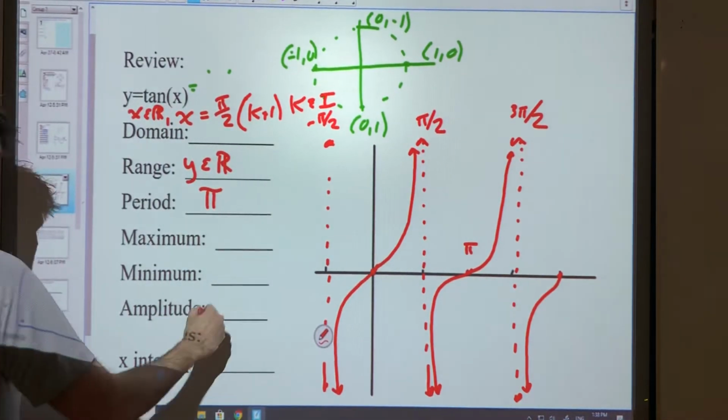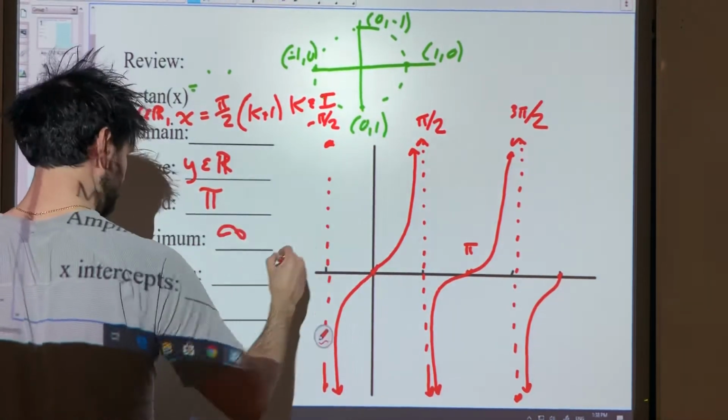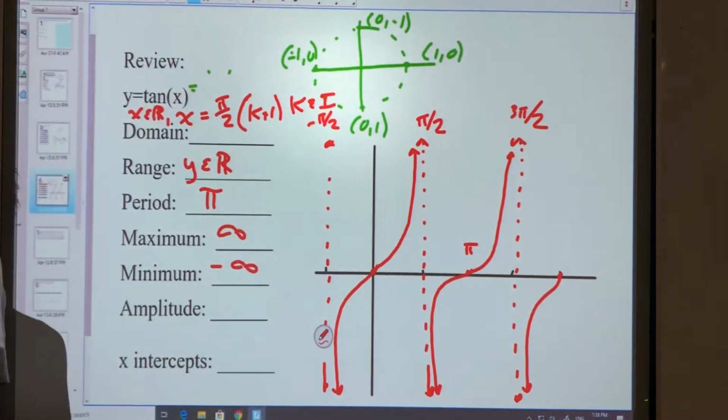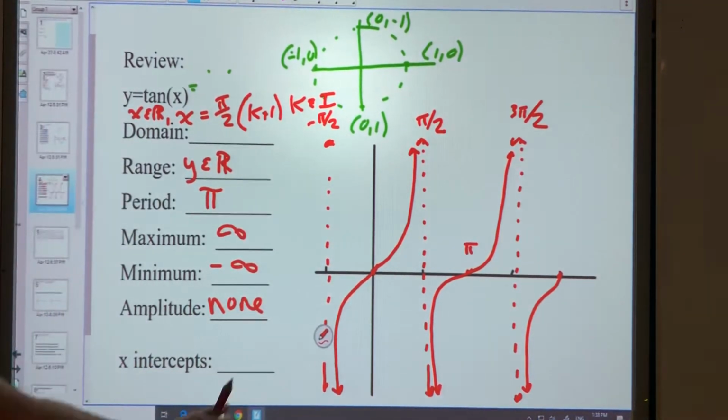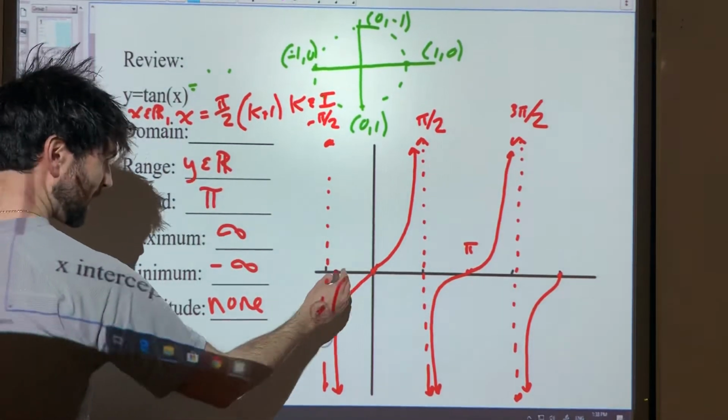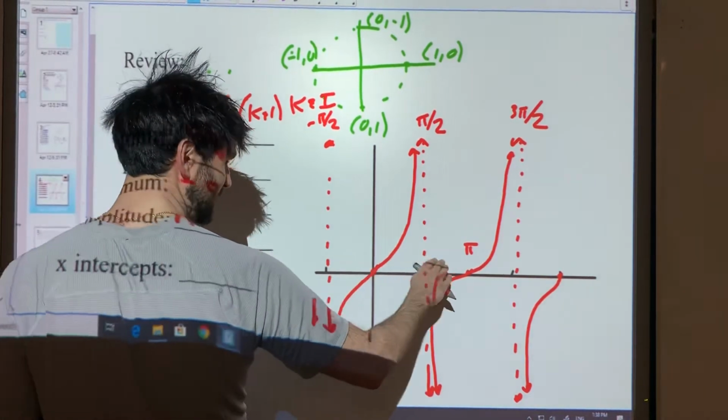The maximum is essentially infinity, right? Because we go off to infinity. Same thing with the minimum. Now, we don't talk about the amplitude for tangent graphs. We just say they don't really have one because they go off to infinity. And then the x-intercepts, well, they have a pattern of going k times pi, right?